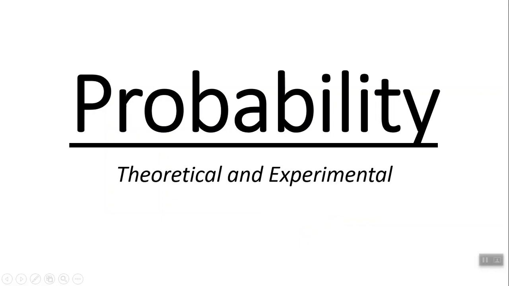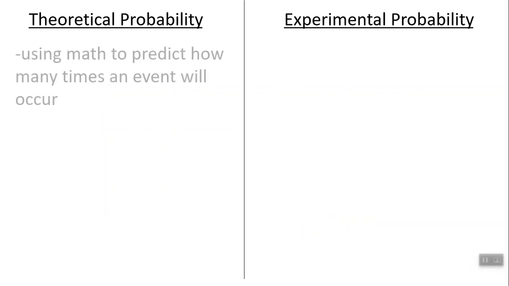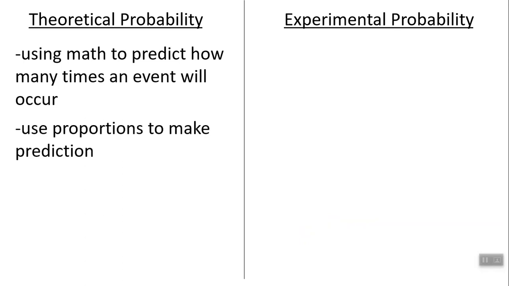All right, this video is covering probability, and it's going to be talking about theoretical and experimental probability. And first you need to know what those are. Theoretical probability is when you're using math to predict how many times an event will occur. And that's going to involve using proportions to make your prediction. And you'll see us working through those in a moment.